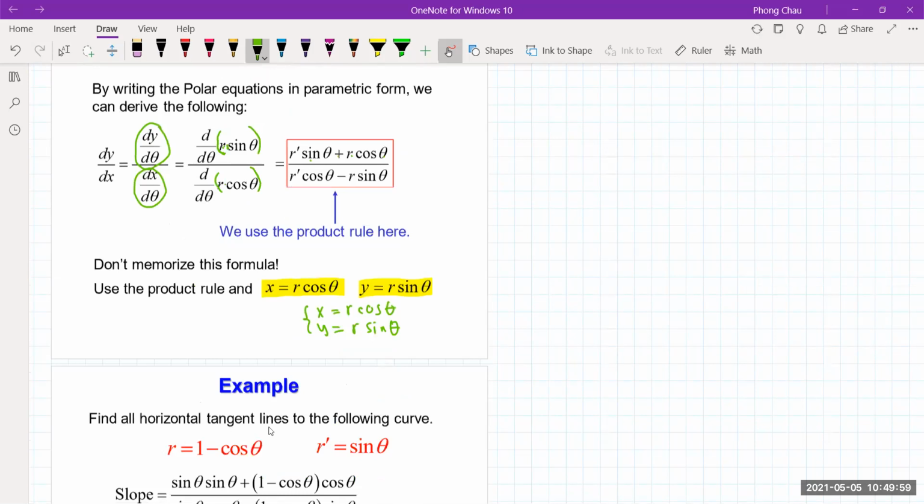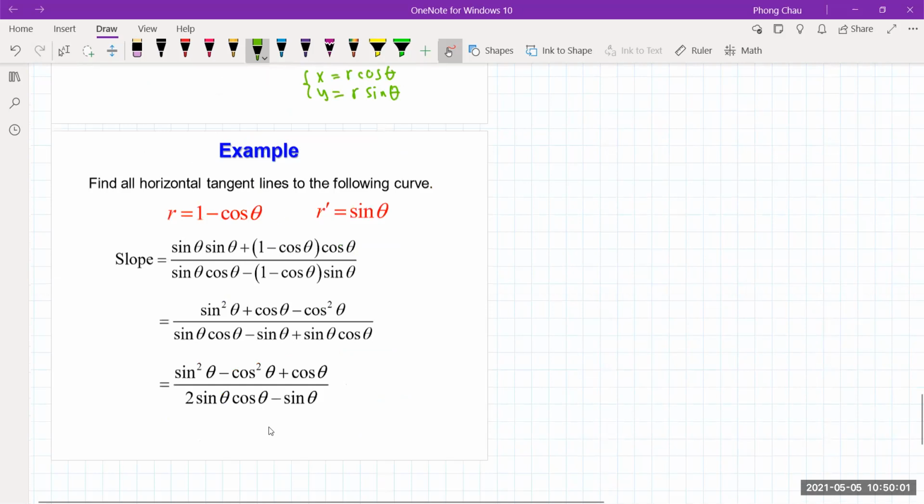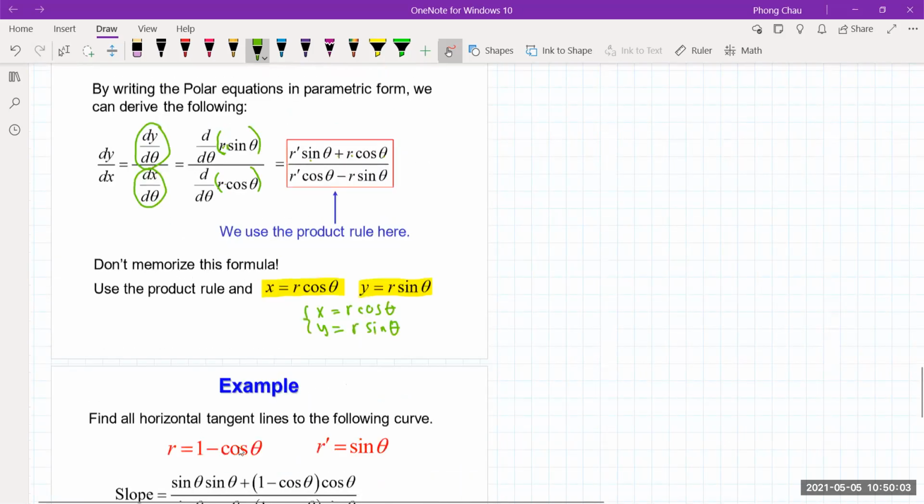Find all the horizontal tangents to the curve. I'm going to skip the details here, but I'm going to focus on the derivative. So how do we find the derivative dy/dx in the parametric form? The goal is to find the derivative of y with respect to x.